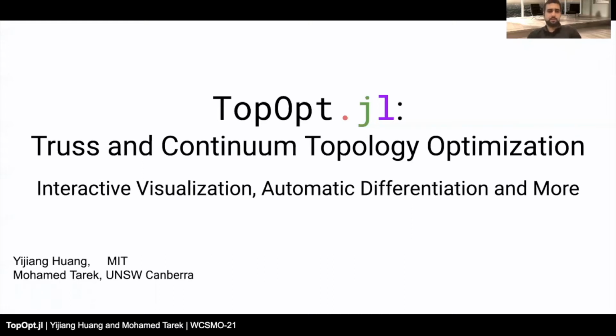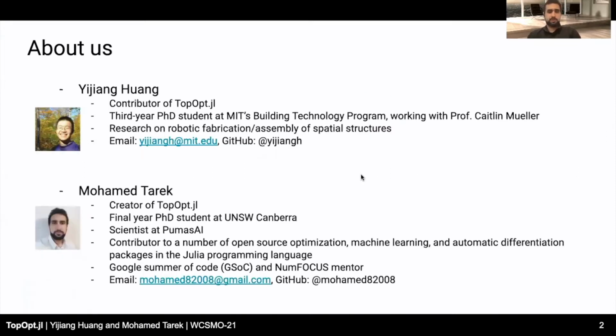Today I'll be presenting to you with my colleague Yijian Huang our work on TopOpt.jl, which is a topology optimization package written in the Julia programming language. So before we start, just a short introduction about ourselves.